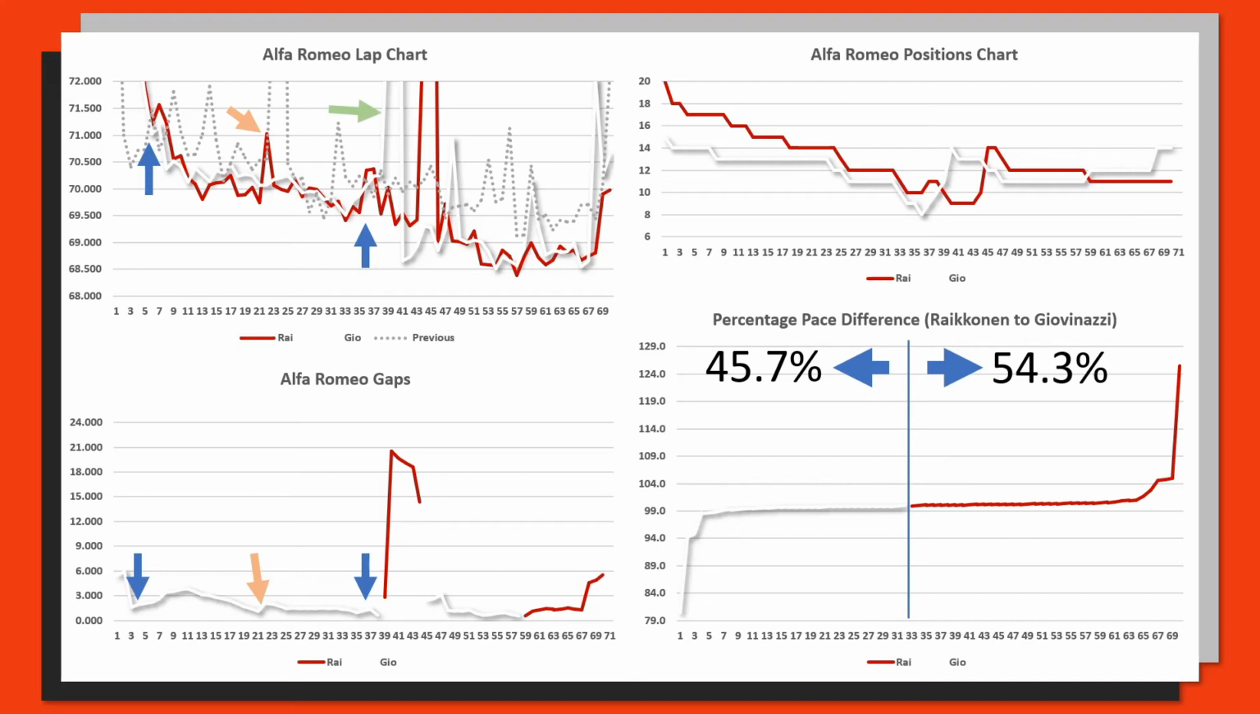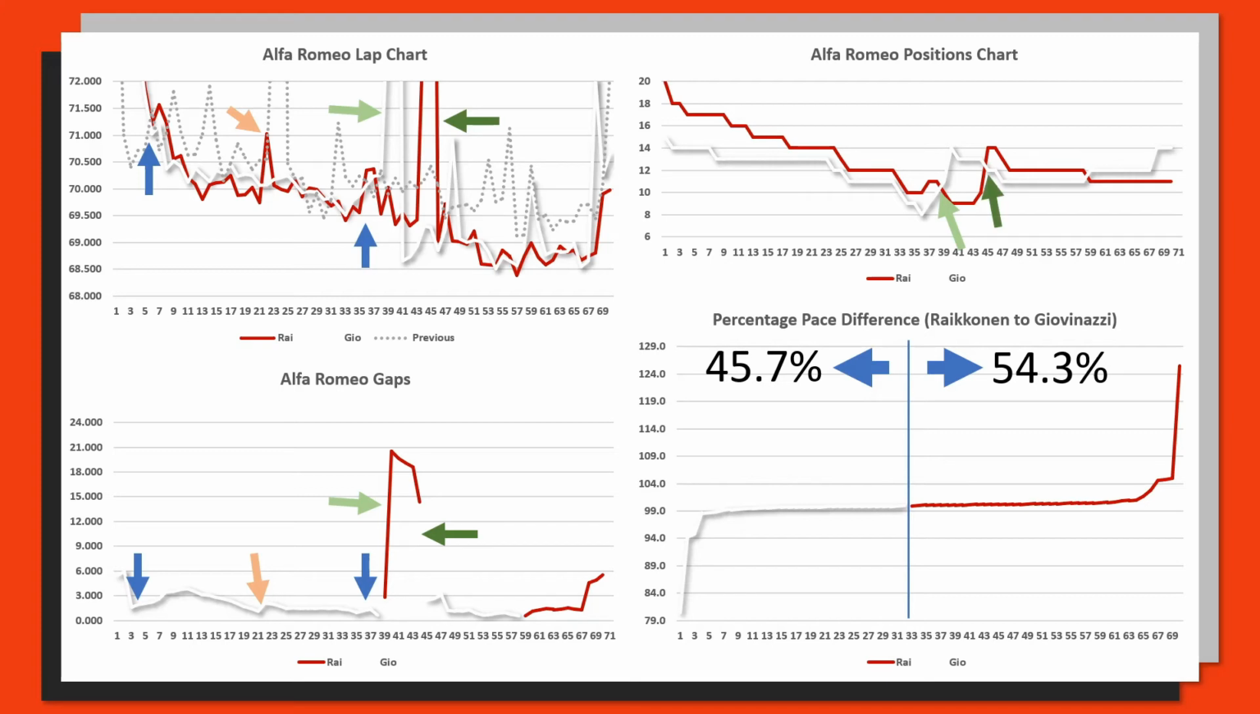The first one is for Giovinazzi, which is shown just here in the gaps chart, where Kimi Raikkonen ends up getting past, which again is shown just here on the positions chart, with the gap going up towards 21 seconds. Then just a couple of laps after that, after Giovinazzi is making some ground with the new tyres, Kimi Raikkonen comes in for his pit stop, and again we have this nice little void as the guard changes and Giovinazzi once again takes the lead in the Alfa Romeo battle, which is shown just here on their positions chart.